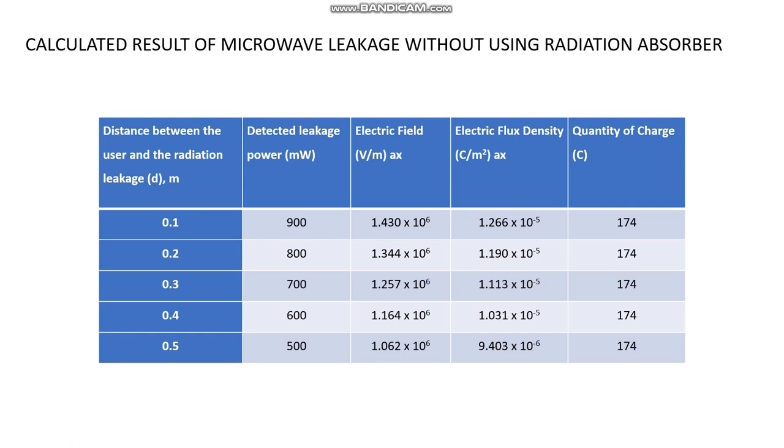When all of the values have been calculated, tabulated and compared with each other, this is the first part of the data, which is the condition where we are not using any radiation absorber. From this data, we can see that the detected leakage power is highest when the distance between the user and the radiation leakage is the closest. The electric field and electric flux density decrease when the power leakage decreases. However, the quantity of charge remains the same at all times.